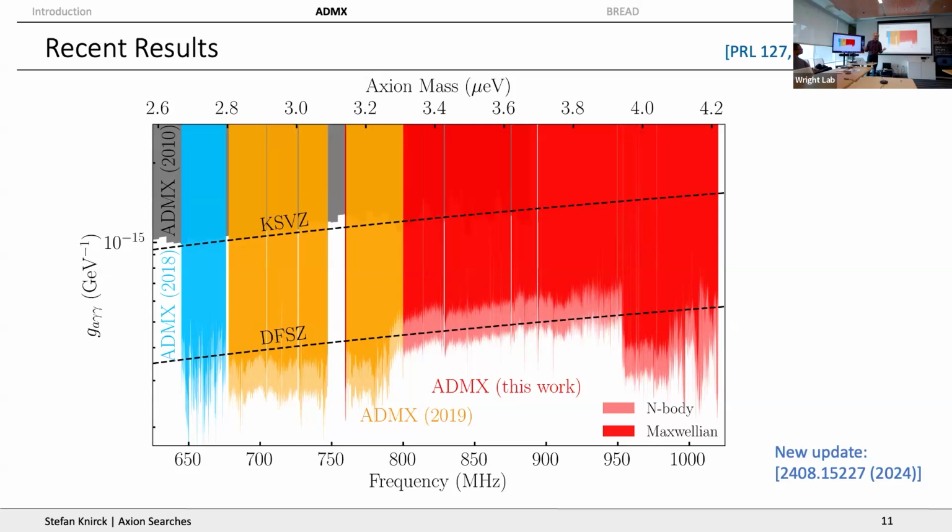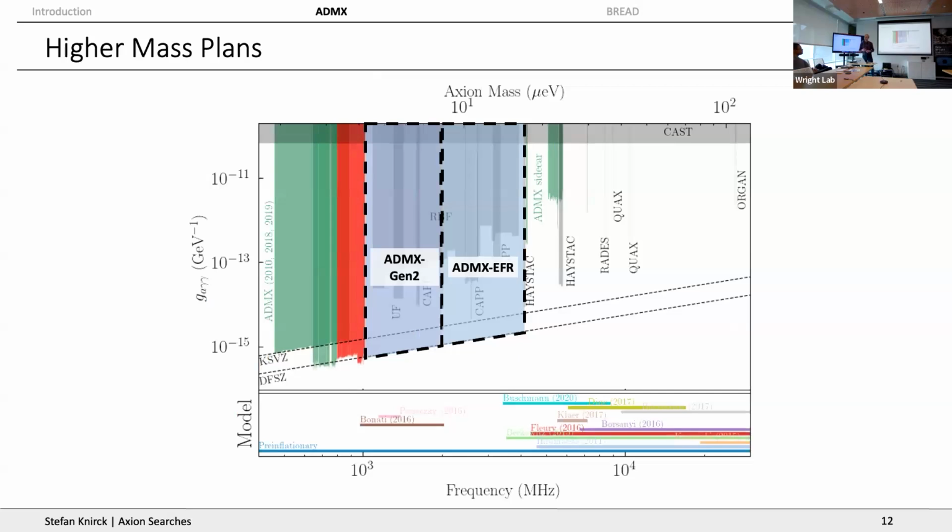So maybe what's a bit more interesting is where do we want to take ADMX in the future? Right now, this is pretty much where we are. We actually have some newer results, but more or less this is the whole range. But we want to double this range.